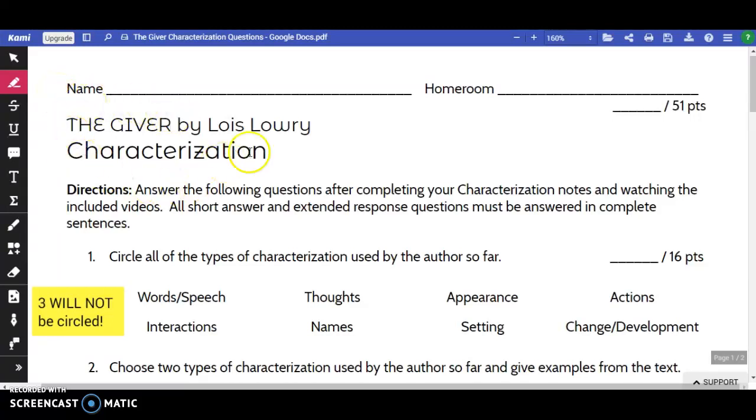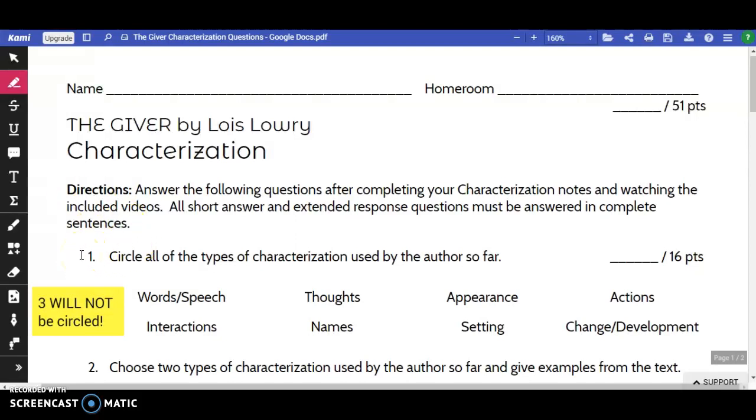When completing the characterization questions for The Giver by Lois Lowry, please begin by putting your name, first and last, and your homeroom at the top of your paper. This set of questions will be worth 51 points. The directions say, answer the following questions after completing your characterization notes and watching the included videos. All short answer and extended response questions must be answered in complete sentences.